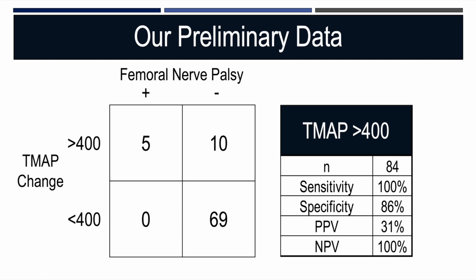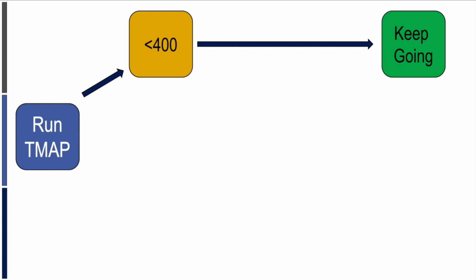Through our single-center effort, we've learned TMAP alert criteria with a threshold change greater than 400 from baseline shows 100% sensitivity and 86% specificity for predicting a post-operative quadriceps neuropraxia. This is an example of my current operative algorithm or workflow. When there's a change of less than 400, I keep going, and it is very unlikely that the change correlates to a clinical issue post-operatively.